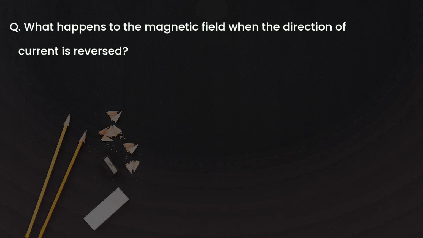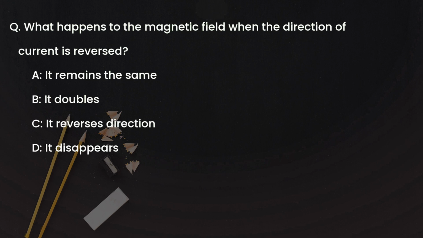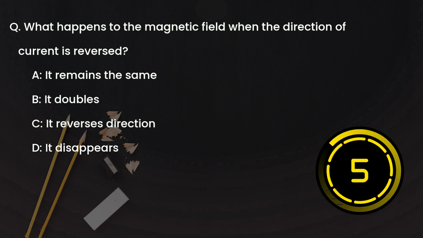Question: what happens to the magnetic field when the direction of current is reversed? Option A, it remains the same. Option B, it doubles. Option C, it reverses direction. Option D, it disappears. You have 5 seconds to answer the question.